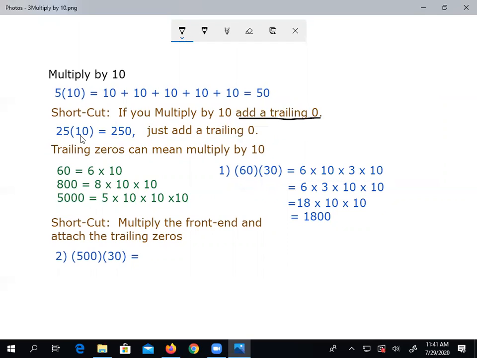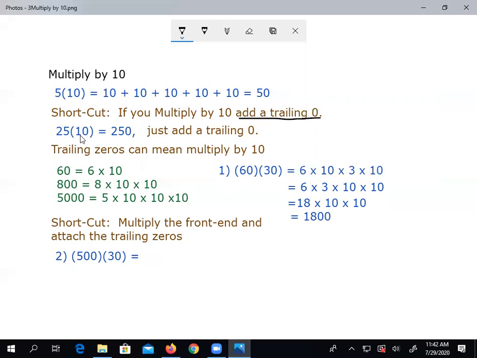So if I have 25 times 10, we don't have to count out 25 tens. All we have to do is say, hey, you're multiplying by 10. All I have to do is stick on a trailing zero. Therefore, the answer is 250 without any work at all. That's the shortcut. Multiplying by 10 just means stick on a zero because that increases place value. And that's what's cool about our number system.